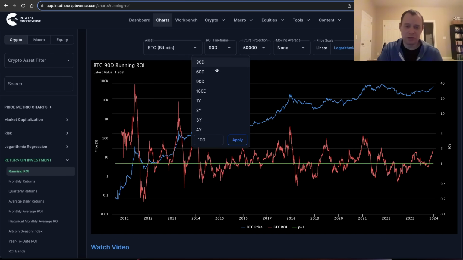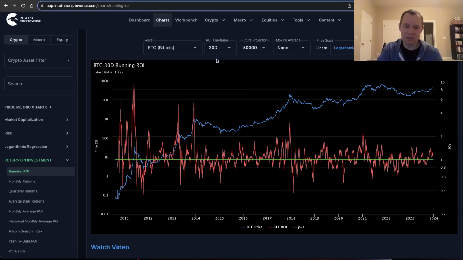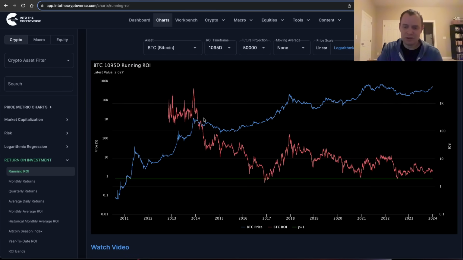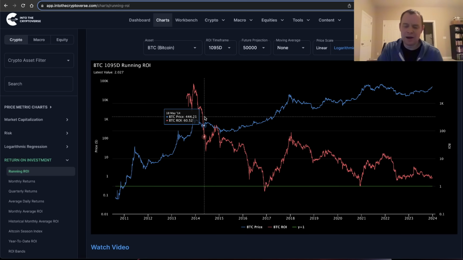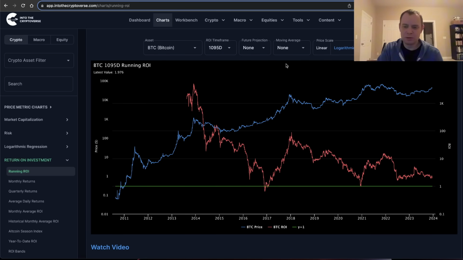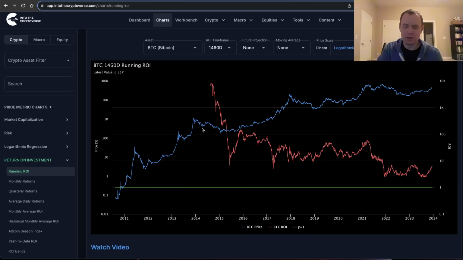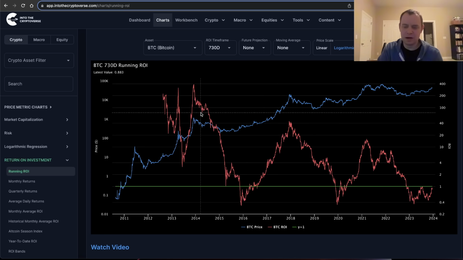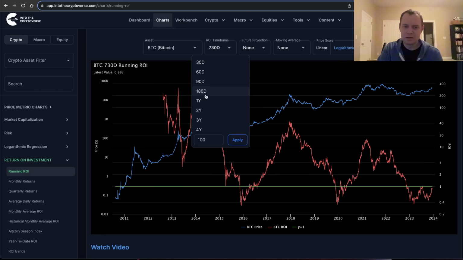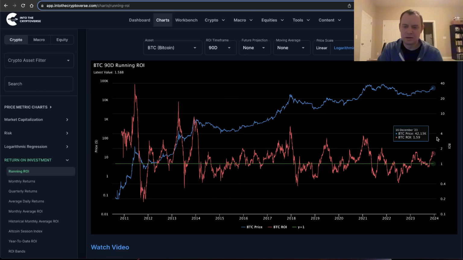And then you can also look at 30-day ROI as well if you want, but I don't think that's as useful. There's also the 3-year ROI. And then here is, let me just remove the future projection. And then here is the 4-year ROI, right? So then going back to the 2-year ROI, and then the 90-day, and so on and so forth.